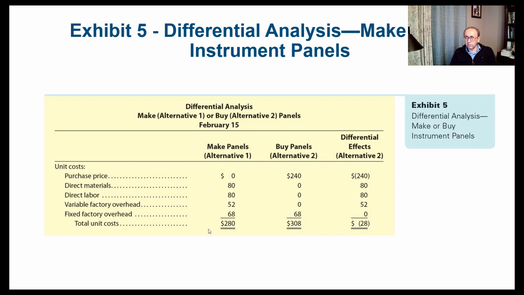Looking at the comparison between alternative 1 and 2, you see that buying the panels is going to cost more, $308 versus $280. So the differential effect, again, you can see here the purchase price, if we decided to make the panel, would be lower by $240. The direct material and direct labor are going to increase by $80. The variable factory overhead is going to increase by $52. However, the fixed factory overhead is going to stay the same, which is why the differential effect is 0. If we add these numbers here, we can see that the total unit cost is going to be lower by $28 if we decided to make it ourselves.